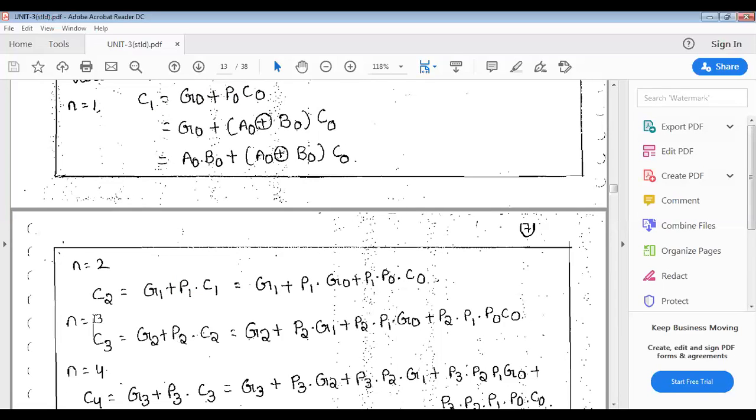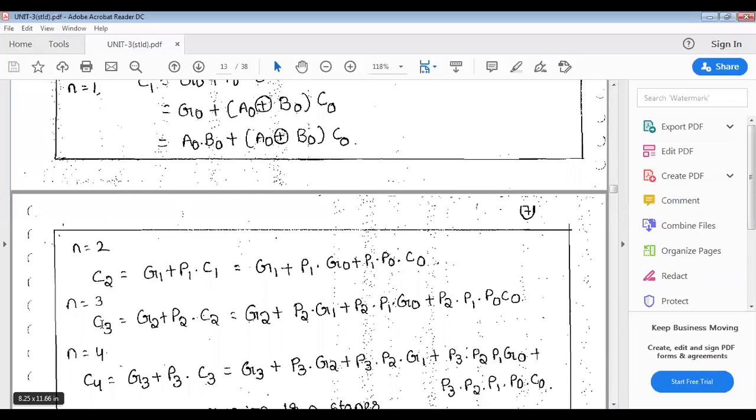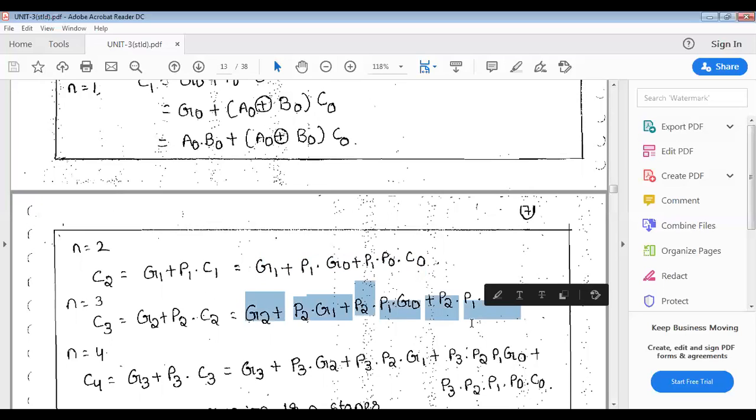Then when n is equal to 2, my dear student, it's not 3, n is equal to 2. So n is equal to 2 means Cn plus 1 becomes C3. So G2 plus P2 into C2. What is C2? We got G1 plus P1 G0 plus P1 P0 C0. You can substitute that and multiply with P2. So G2 plus P2 G1, P2 P1 G0, and P2 P1 P0 C0. This is the total function after multiplying P2 with C2.